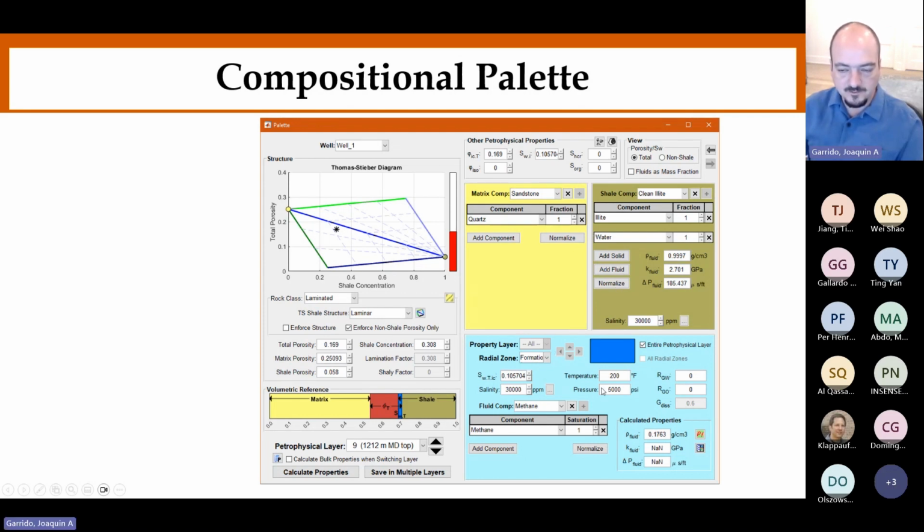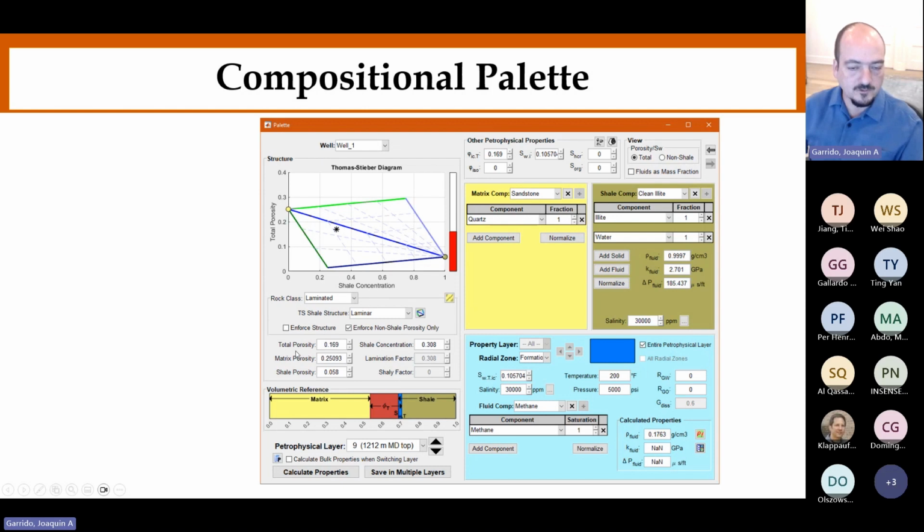Tells you everything about the fluid, temperature and pressure. What is the water saturation? What is the salinity? Some calculated fluid properties given the temperature and pressure. These are other properties, other ways of viewing things. And then one of the most important parts is what we have in this panel, which is the structure.